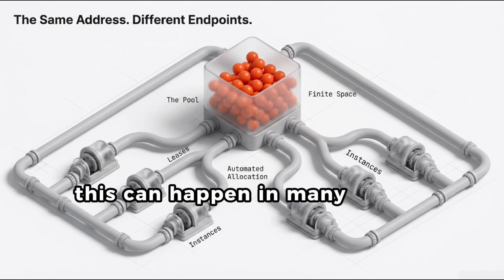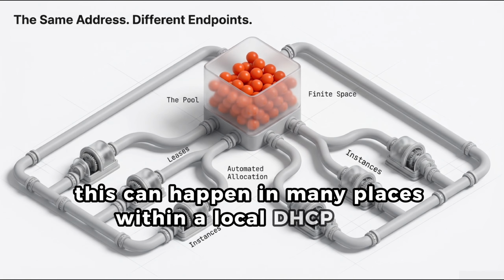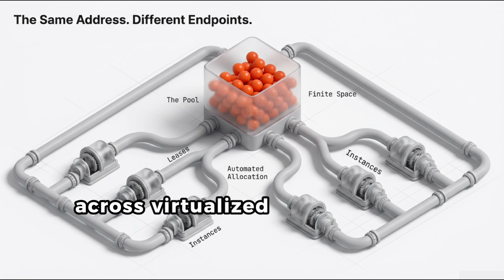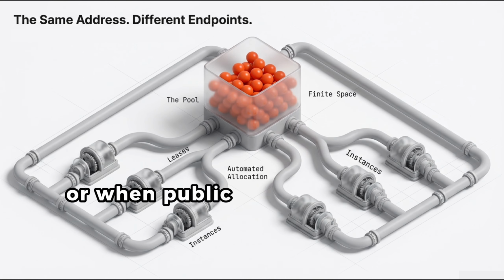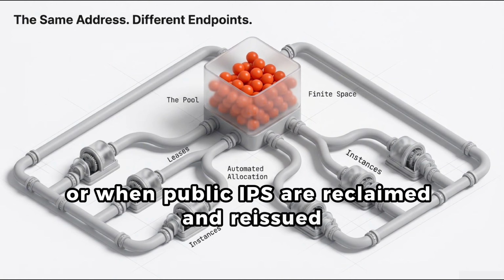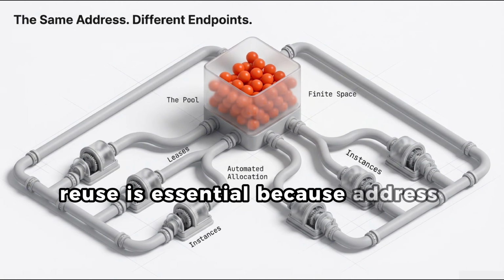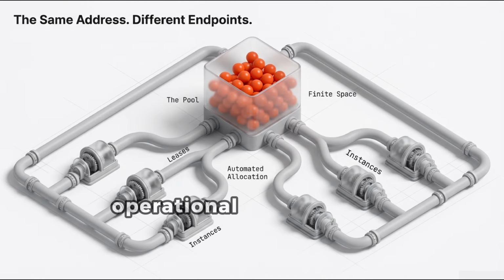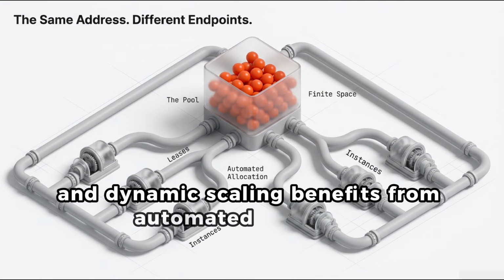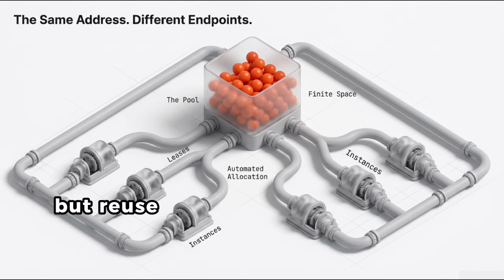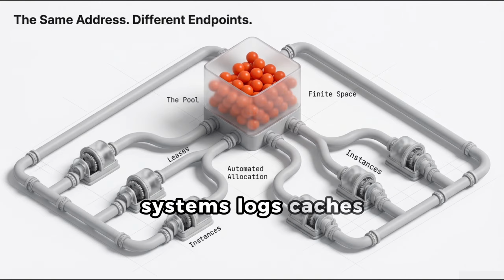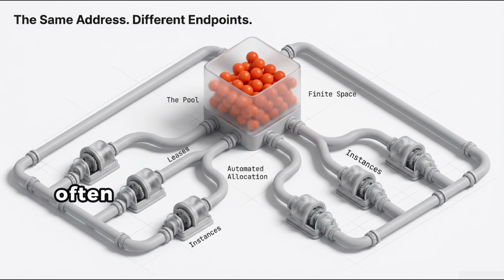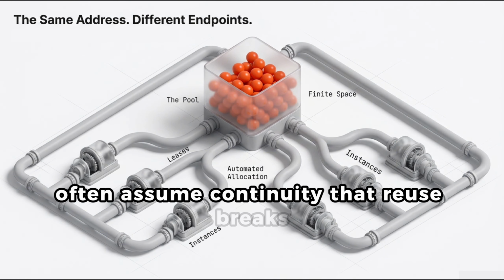This can happen in many places: within a local DHCP pool, across virtualized tenant spaces, or when public IPs are reclaimed and reissued. Reuse is essential because address space is finite, operational costs are real, and dynamic scaling benefits from automated allocation. But reuse also creates statefulness. Systems, logs, caches, and user sessions often assume continuity that reuse breaks.